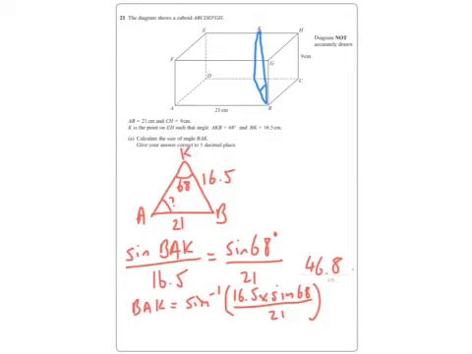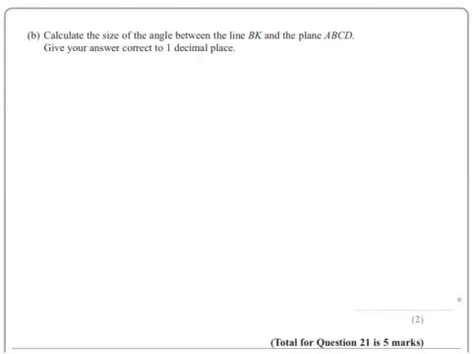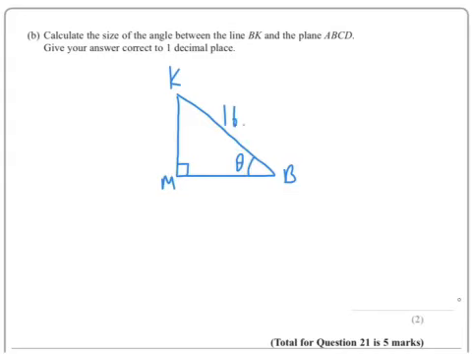So now if I move on to the next page, we've got a triangle that looks something like this. Now I'm going to call the point that it meets in the middle, it's not got a letter, but I'm going to call it M because it's going to be in the middle of that. Alright, and B, we're finding this angle theta here. We know that that's 16.5, and we know that the height of the cuboid is 9.